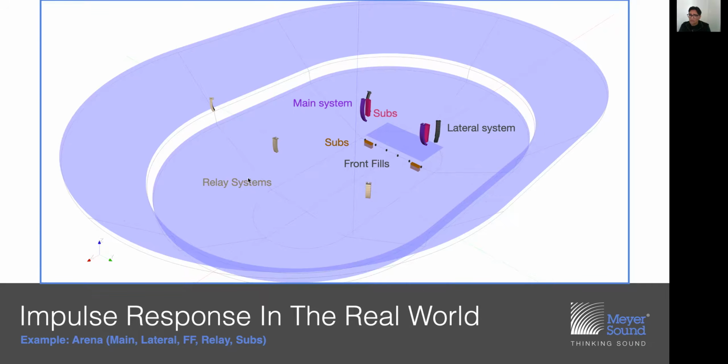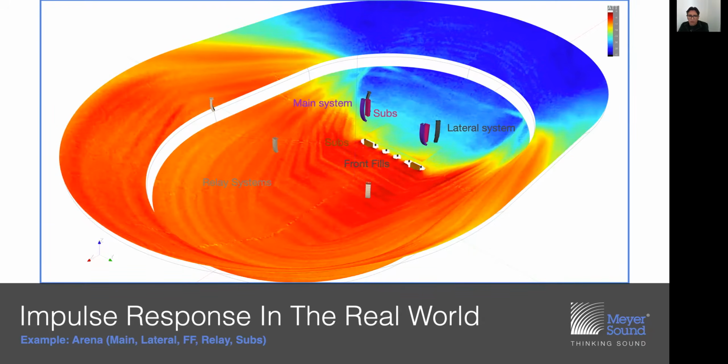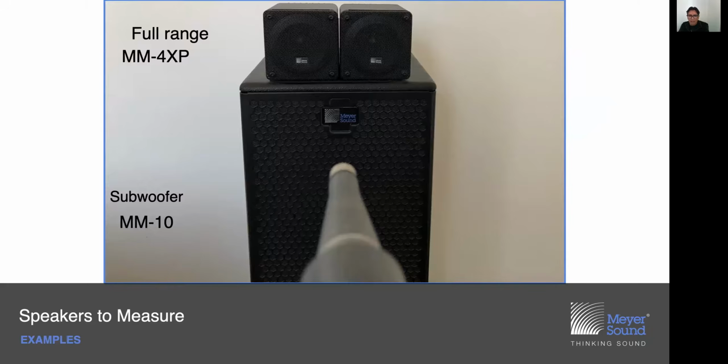And I'm going to do 3 exercises to show a little bit of this. So if you want to see what is going to happen with all this system in this space, we have this prediction where you can see that all of the systems are working right now. I mean, the main, the laterals, the front fields, the relays, and you can see that we have a very good shape of coverage.